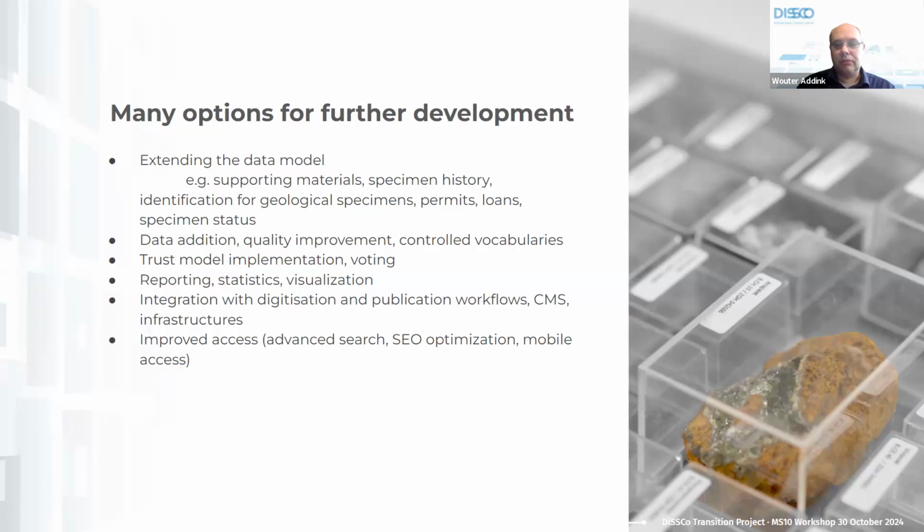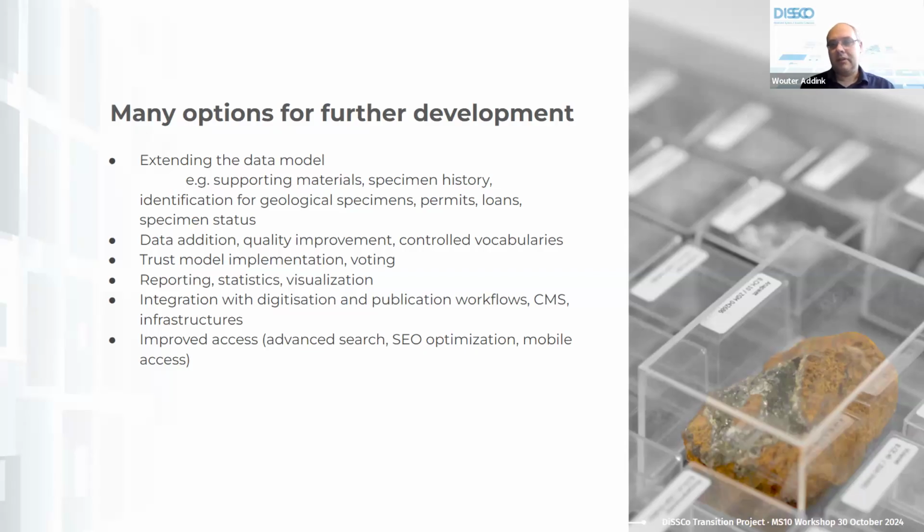So do further work on the advanced search functionalities. We can work on search engine optimization so that these digital specimens can be found through Google and other browsers. Or we can also work on mobile access. So currently you need a laptop or a computer to access the Discover interface, but we can also see how we can support mobile devices to give you access. So yeah, there are a lot of things that we can do.